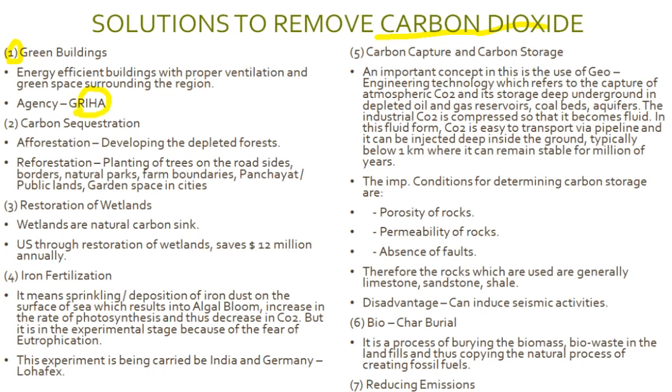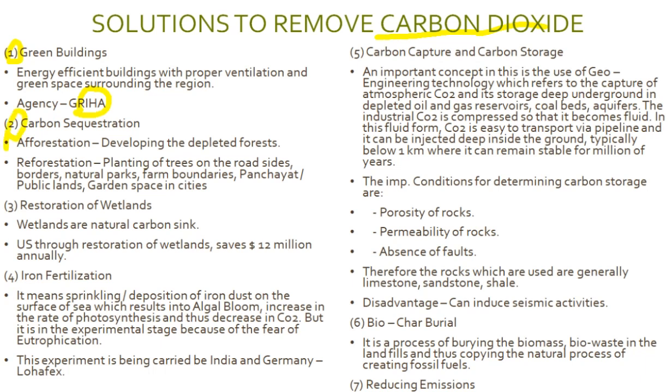So GRIHA is the acronym for Green Rating for Integrated Habitat Assessment. It's a rating tool that helps people assess the performance of their building against certain nationally acceptable benchmarks. It evaluates the environmental performance of a building holistically over its entire life cycle, thereby providing a definitive standard for what constitutes a green building. Okay? The second solution is carbon sequestration.